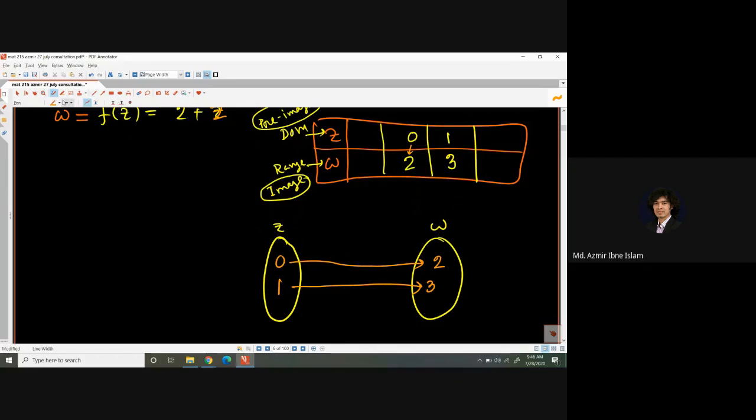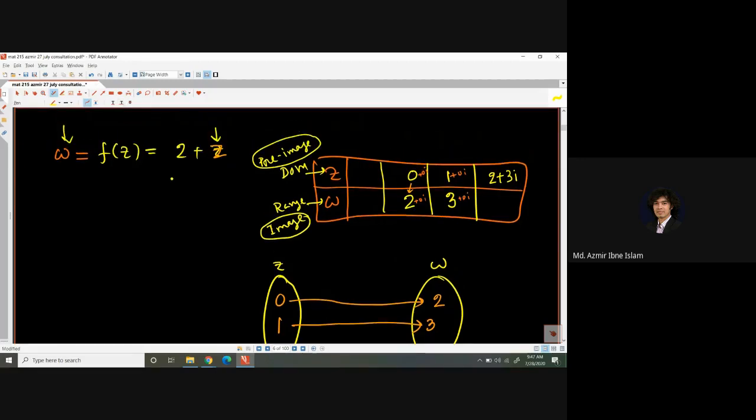Now, since we are discussing a complex valued function, let's say this 0 is not actually 0. It is 0 plus 0i. 1 is 1 plus 0i. 2 is also 2 plus 0i. 3 is also 3 plus 0i. But finally the result is becoming 2 and 3. So you will understand if I take another value. This time I am going to take 2 plus 3i, where we have z. So let's input 2 plus 3i.